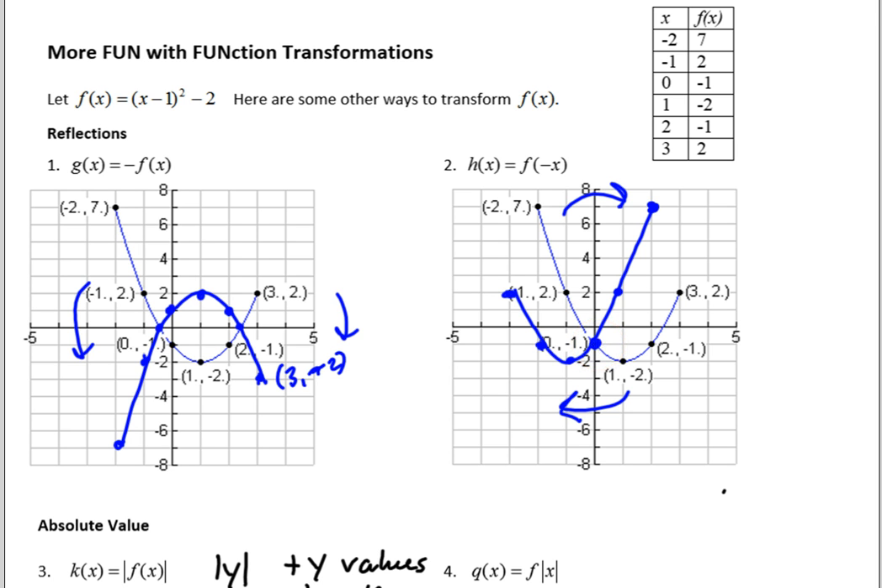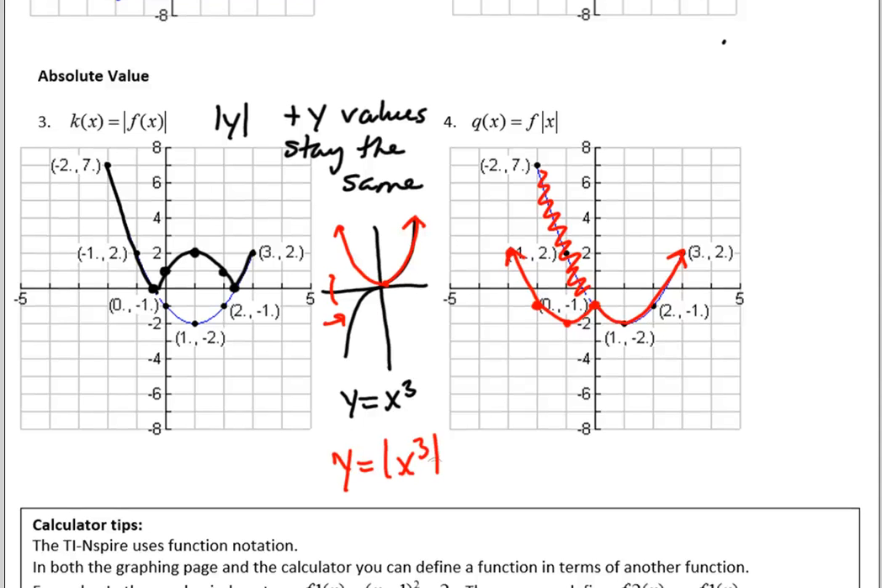Last group of transformations involve absolute value. When I take the absolute value of the entire function outside the function, once again, anything I do outside the function is affecting the y value. So all of the y values I'm taking the absolute value of, which means positive y values stay the same, but negative y values become positive. So if this is my original graph, then positive parts of the graph in the y direction stay the same, but the parts that have negative y values become positive. So the entire graph, the part that's below the x-axis, reflects above the x-axis.